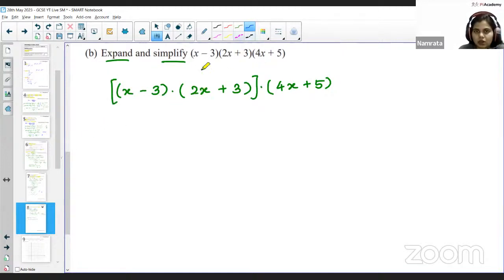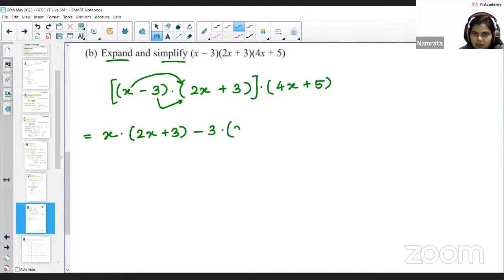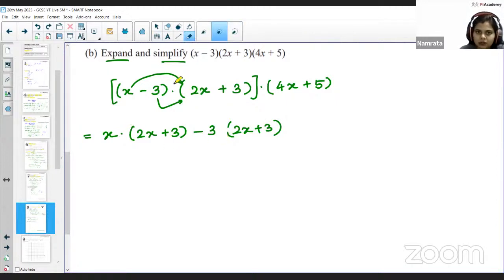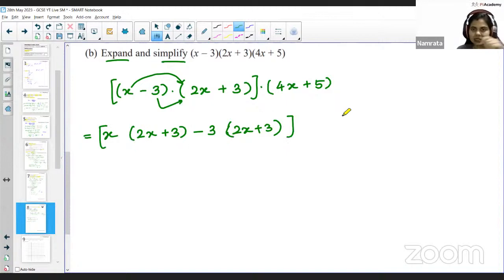While considering this, I'll multiply term by term. I'll multiply x with this bracket and then minus 3 with this bracket again. So I'll write down x times 2x plus 3, minus 3 times 2x plus 3. There's no need of displaying a dot, I'll erase that, but this means multiplication. I'll keep this in one bracket, and then we have 4x plus 5 as it is.